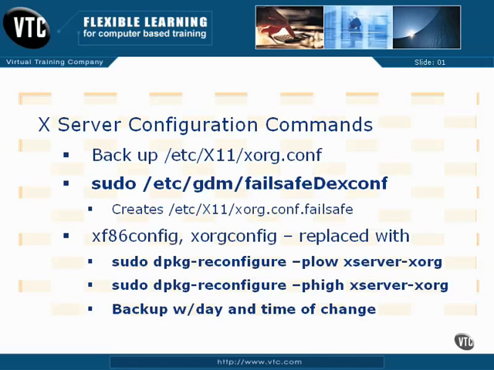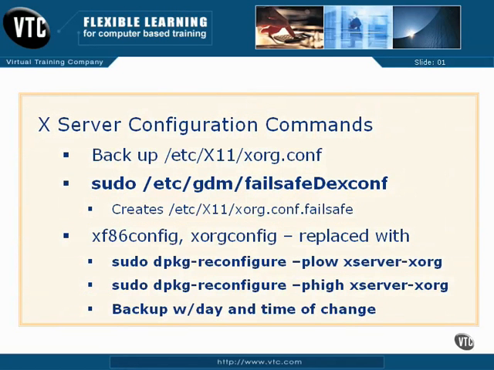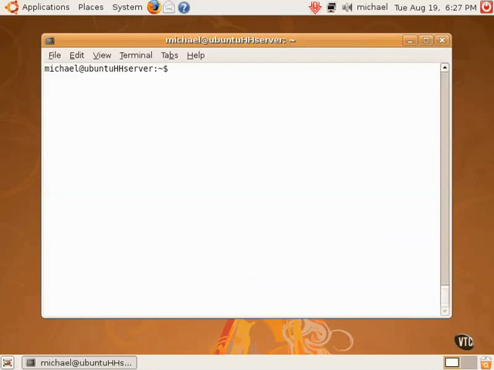Xserver configuration commands. There are several basic ways to configure the Xserver from the command line interface, but whatever you do, back up the current Xserver configuration file first. That configuration file is /etc/X11/xorg.conf. The simplest way to back it up is to back it up to your home directory, as shown here.